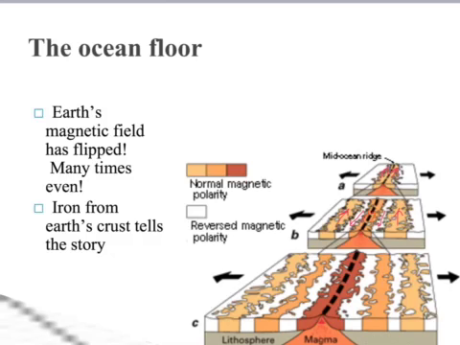And the same thing down here, so you get this pattern of this direction, this direction, this direction, that you can see on the bottom of the ocean floor, because of the iron that cools as it is pushed up. So this iron from Earth's crust tells us this story.